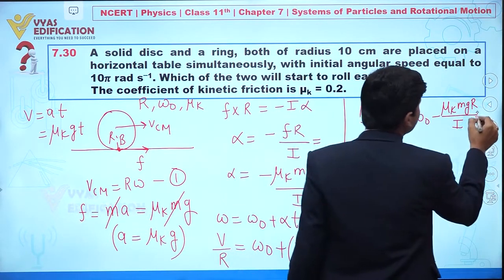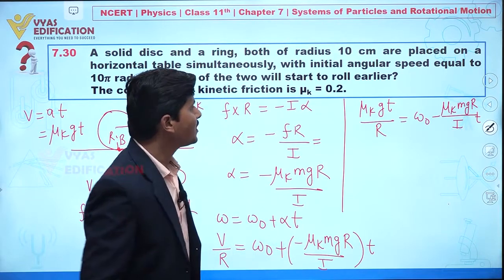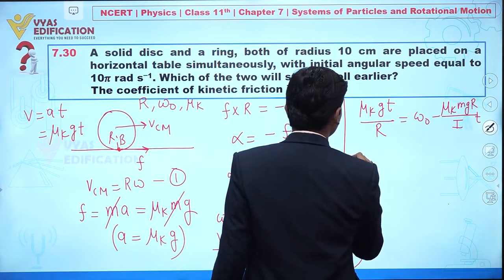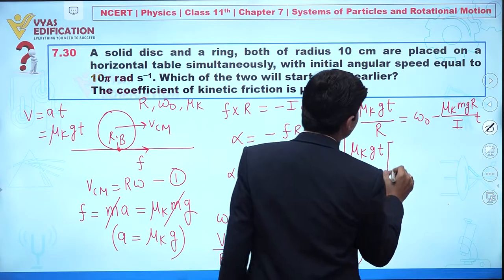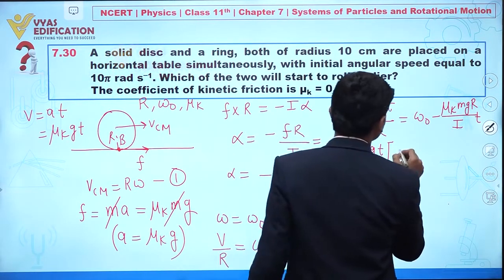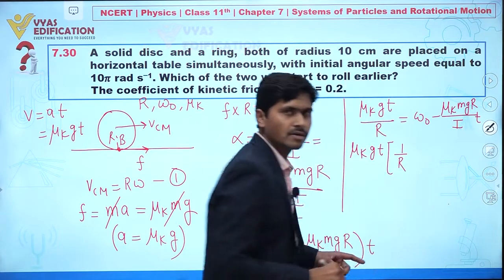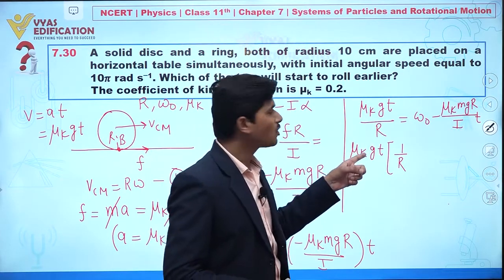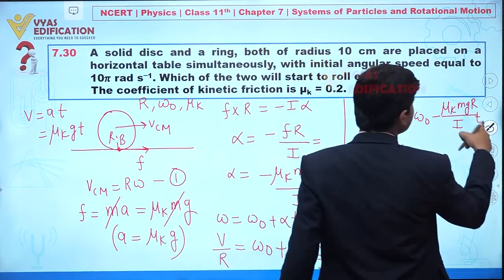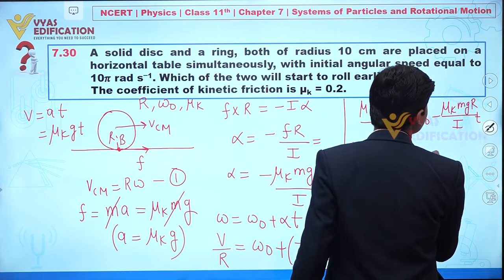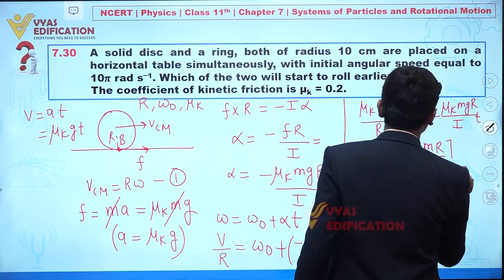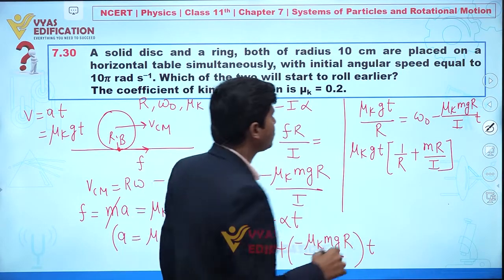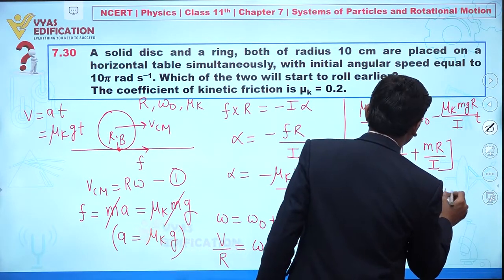It is multiplied with t. So from here we can take mu k g t common. I can write this as 1 by R. Taking mu k g t common, 1 by R, and from here plus m R divided by I. And this should be equal to omega naught.